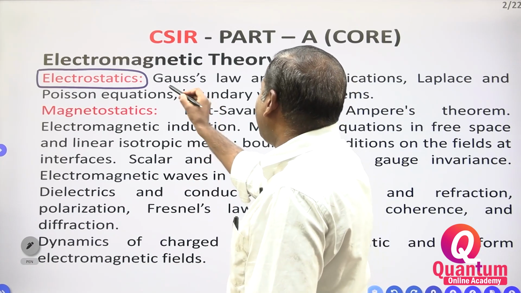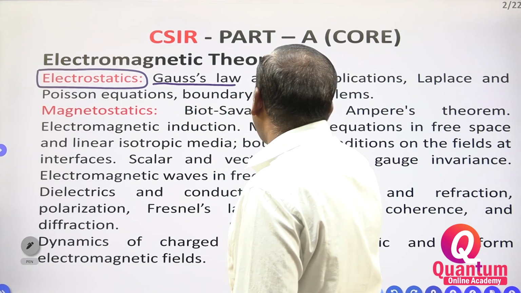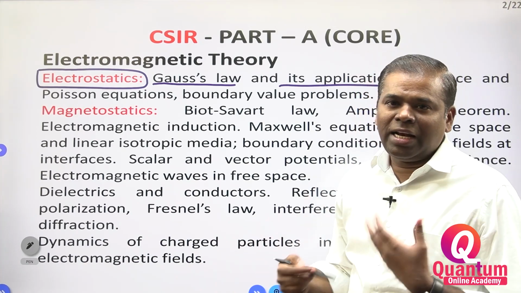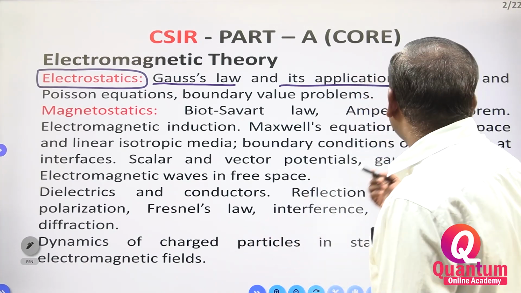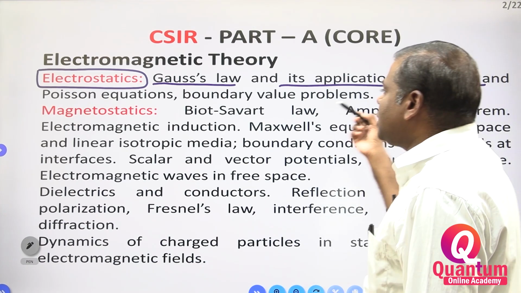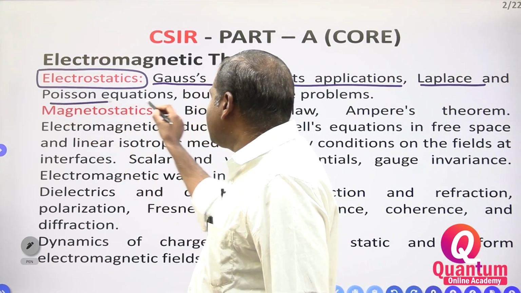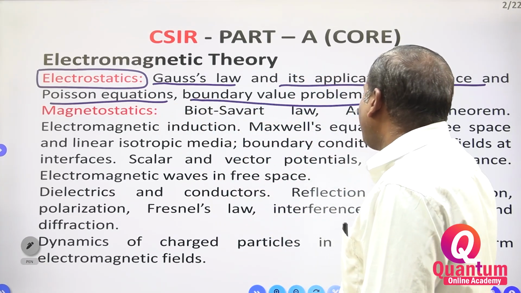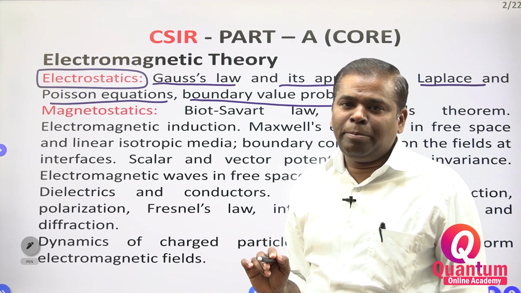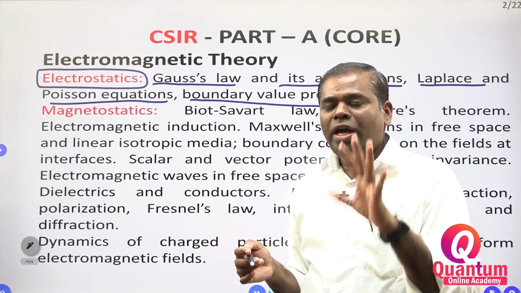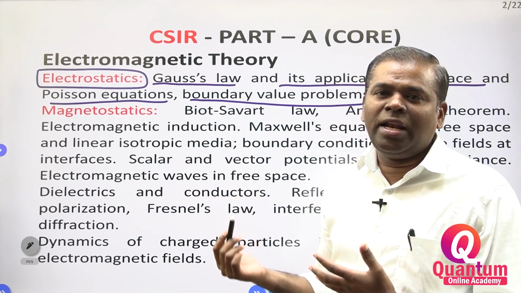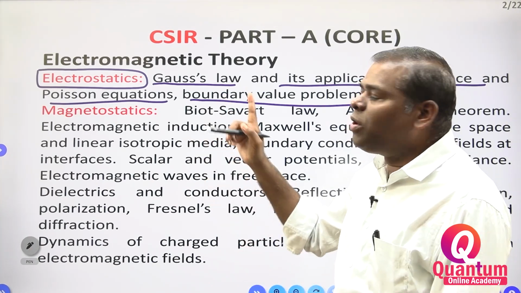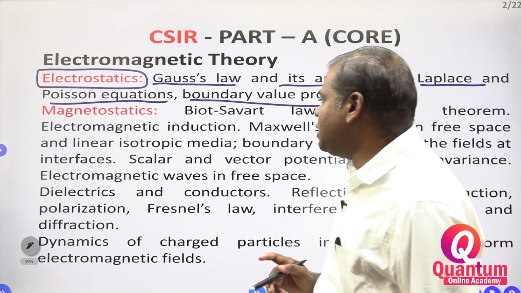Now here we have to calculate the Gauss law and its applications. This is very important. We have to calculate the electric field by using the Gauss law, Laplace equation and Poisson equation. This will come under electrostatics only. Boundary value problems. This is very important. A question will surely come in your competitive exam, not only in CSIR or GATE. In any competitive exam, an electrostatics question will be there.